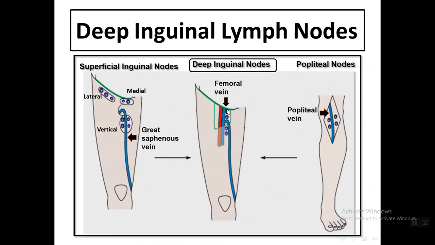These are the deep inguinal lymph nodes situated below or deep to the deep fascia on the medial aspect of the femoral vein, on the deep aspect of the femoral vein.